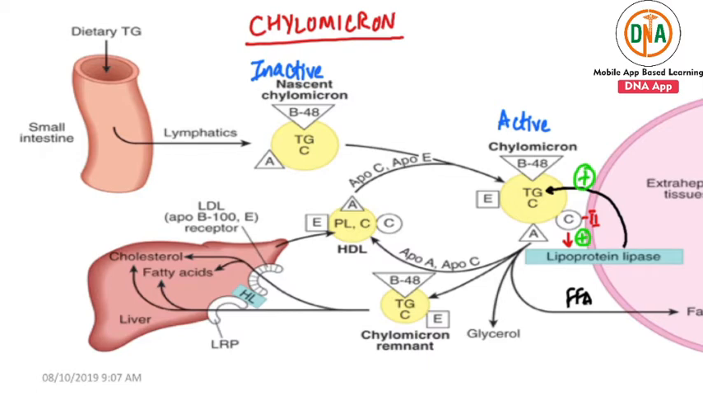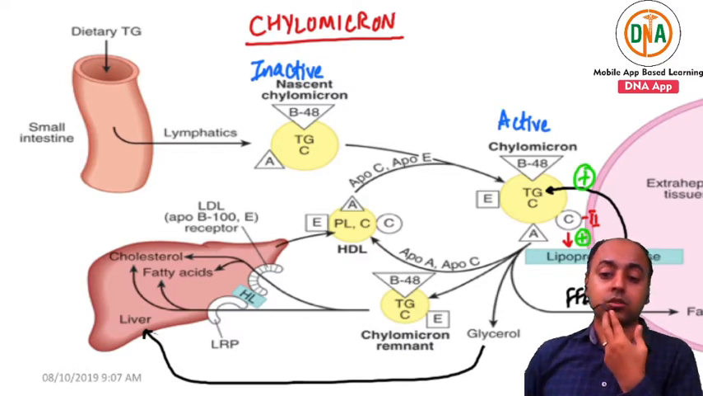So ApoC2 activates the lipoprotein lipase. Lipoprotein lipase acts on the triacylglycerol in the lipoprotein. That is why it is called lipoprotein lipase: the lipase which acts on the lipoprotein. It cleaves the triacylglycerol into the glycerol and the free fatty acid, which will go into the extrahepatic tissue. The glycerol, via circulation, reaches back to the liver, where it can be reutilized.